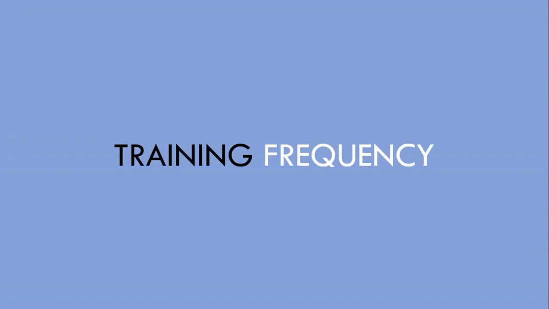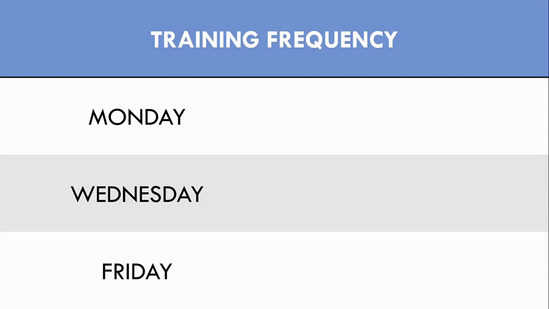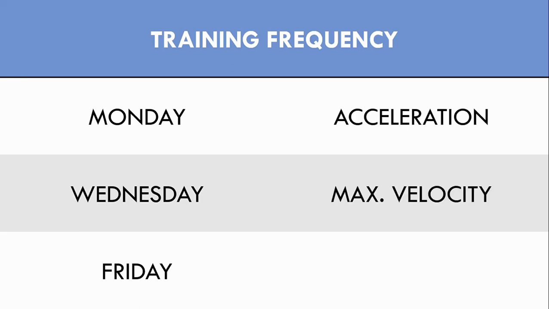The first step is to decide how many days per week the athlete can train. Let's use a frequency of 3 days per week for this example, with each day having a different emphasis. Let's say the athlete will be doing speed training on Mondays, Wednesdays, and Fridays. We can undulate the emphasis of each day based on our elements of speed. So Monday will be an acceleration focused day, Wednesday will be a maximum velocity focused day, and Friday will be a speed endurance focused day.